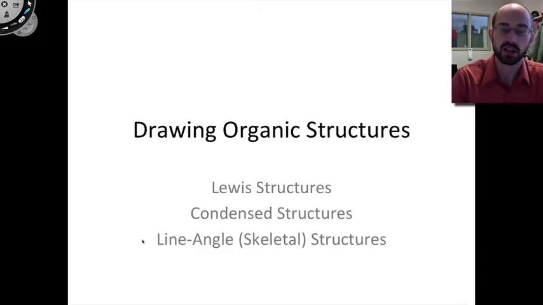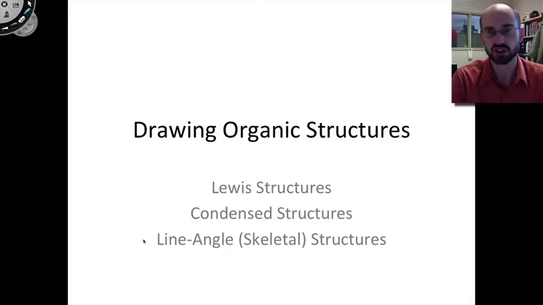The nice thing about line angle is they're very fast to draw. They make it very easy to draw big complex structures. The downside to them is they're very abstract. So you really have to practice them and get used to them before you can understand what they mean. So in our class, we're going to start.